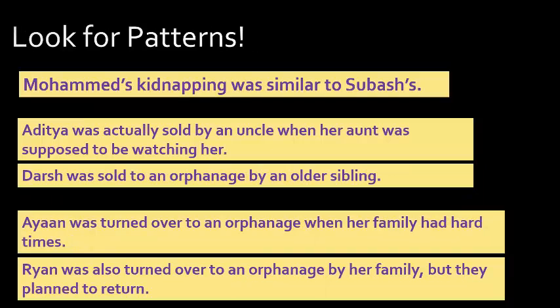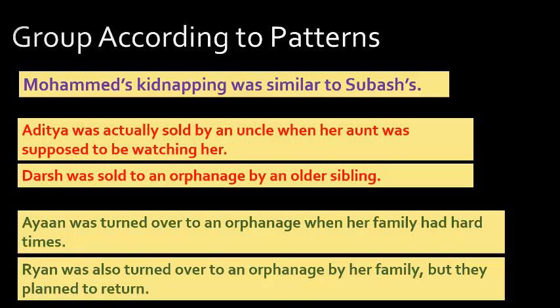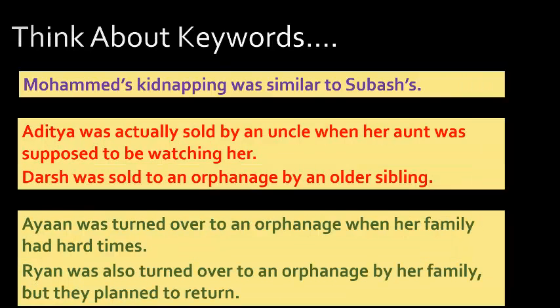Group and look for patterns. That's what you need to do with all this differing information when you do research. Group it. Mohammed and Subhash had similar kidnappings. Aditya and Darsh were both sold by family members. Ayan and Ryan were turned over to orphanages by family members, but they were not relinquished. The family members didn't sign any legal paperwork. So here is our grouping. We have a pattern here. We've grouped according to patterns.